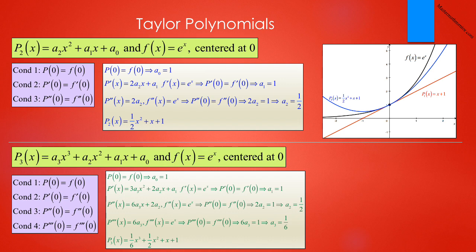But now the third derivative for P is 6A3 and f triple prime of x equals e to the x. So P triple prime of 0 equals f triple prime of 0. 6A3 is equal to 1, and A3 is equal to 1/6. So our polynomial, third degree, is equal to 1/6 x cubed plus 1/2 x squared plus x plus 1.